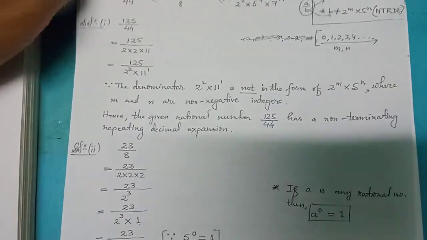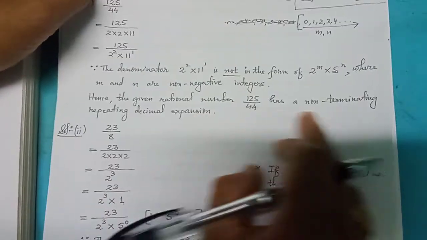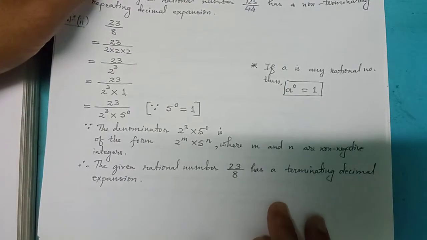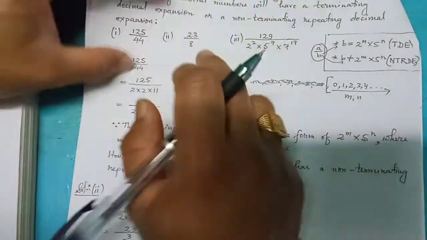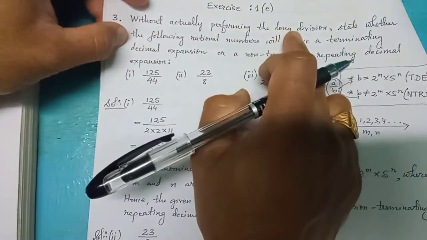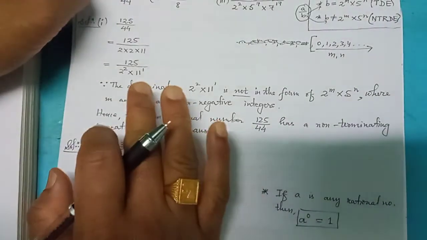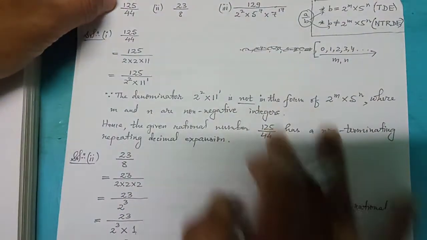Okay, so students, in these two sums we have seen that question number 1 has a non-terminating and repeating decimal, and question number 2 has a terminating decimal expansion. We have concluded, but did we divide? We did not divide so far. We have said these two answers without actually doing the division. Okay, but just for your understanding, let us divide these two sums and see the answer, whether the actual answer matches with this theoretical answer or not.